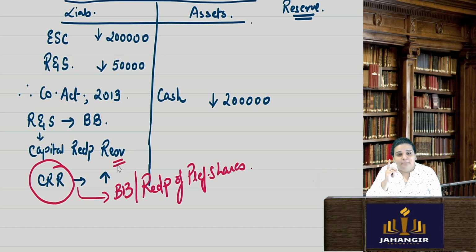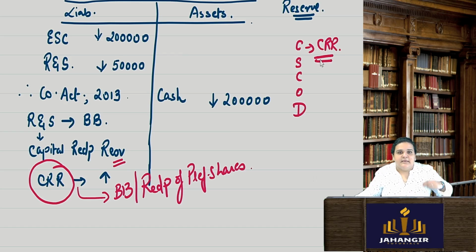That is why in a bonus, I had given you all this C, S, C, O, D, the hierarchy. In that, the first C was CRR. Use CRR first, give the bonus out of that. So CRR will vanish from your balance sheet. Capital will also increase. You will give bonus also. Shareholders are also happy.